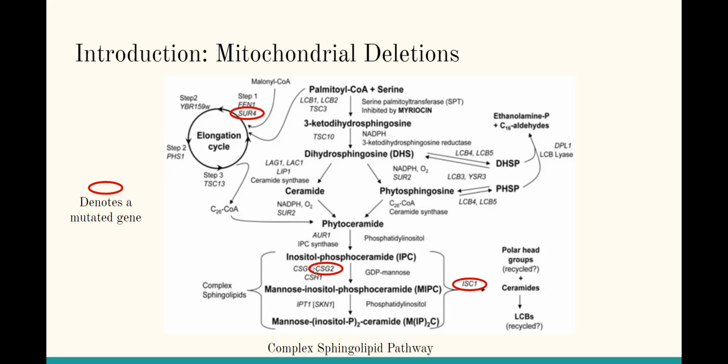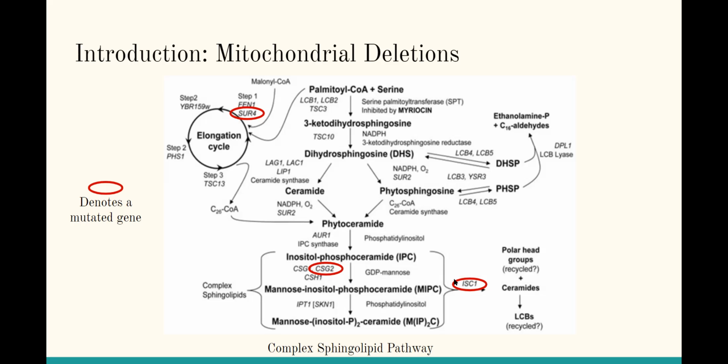CSG2 is located here. You have inositol phosphoceramide, IPC, and using CSG2, two other enzymes, and GDP mannose, which is a catalytically active carbohydrate, you are able to produce MIPC, which is mannose inositol phosphoceramide. Those are both complex sphingolipids, and so if you were to delete CSG2, you would not only have a decrease in the amount of MIPC and MIP2C, but you would also have a buildup of phytoceramide, which is a little bit up here, because all of your IPC wouldn't be being converted.